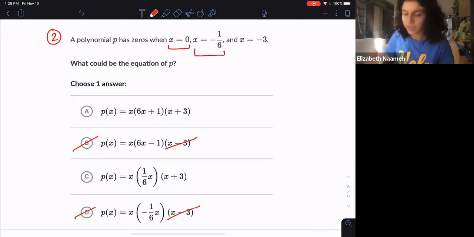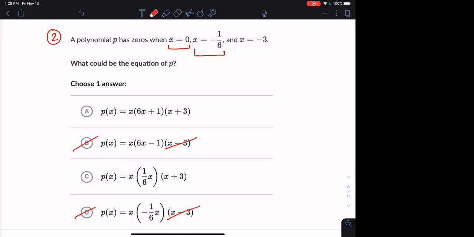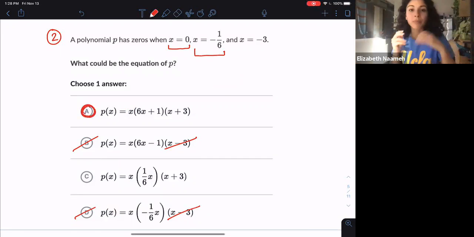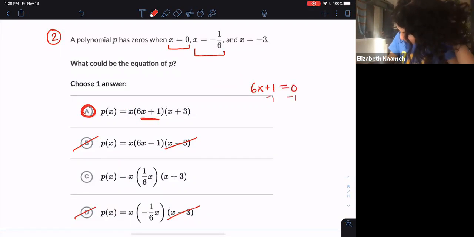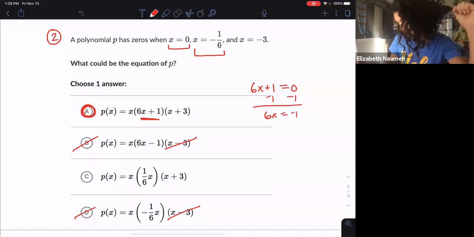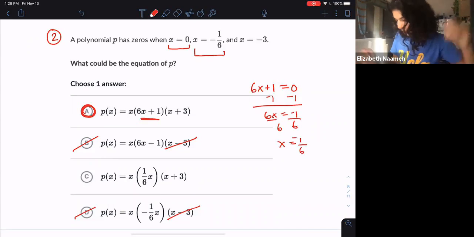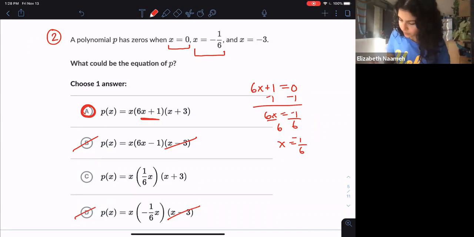X equals -1/6. So this one's a little bit trickier. You can probably figure it out by looking. Which one do you think it would be, A or C, for x equals -1/6? A. A is the right answer, but I'm going to prove it to you. Here's how we know. If I have 6x plus 1 and I set that equal to 0, we subtract the 1, we divide by 6, and I get -1/6. So that gives me the 0, the -1/6, and the -3.